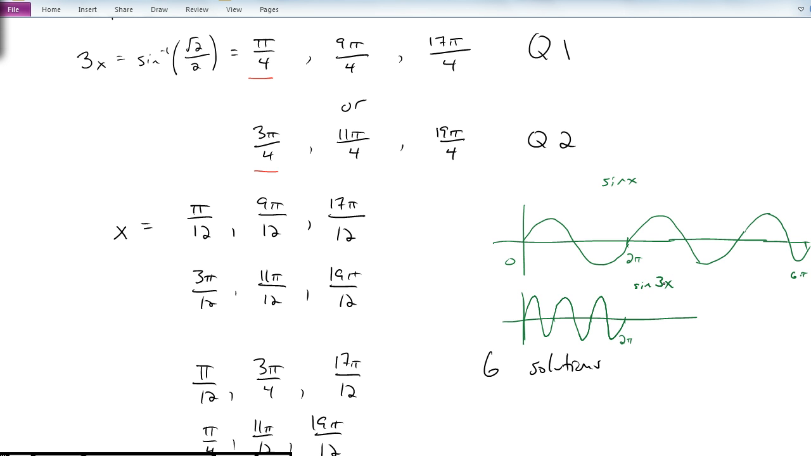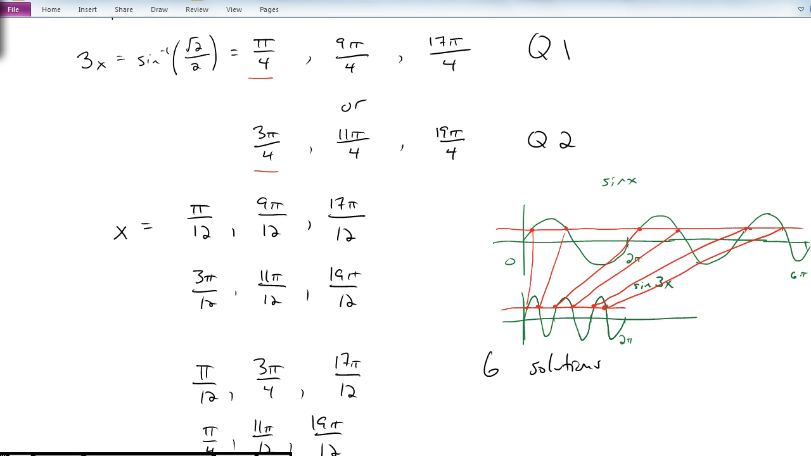And you can see that root 2 over 2 is a horizontal line. If the function is equal to root 2 over 2, I'm essentially drawing this. I'm going to have 2 solutions here on this graph between 0 and 2 pi, and I'm going to have 6 solutions on this graph between 0 and 2 pi. And what I'm saying is a third of this one is here, a third of this one is here, a third of this one is there, a third of this one is here, a third of this one is there, and a third of that one is there.